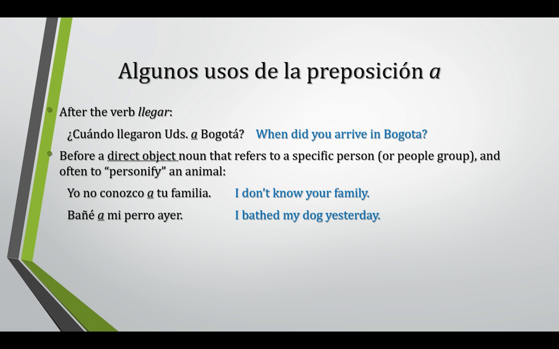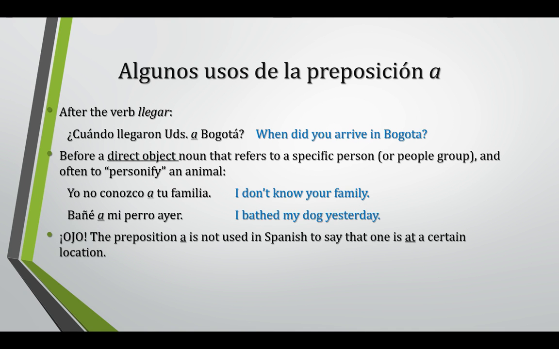Another example. I bathed my dog yesterday. Bañé a mi perro ayer. Now, perro, dog, is not a person, but very often we personify animals, especially pets, because they're kind of like part of the family, so they're people too, right? So we say in Spanish, bañé a mi perro. Muy bien.